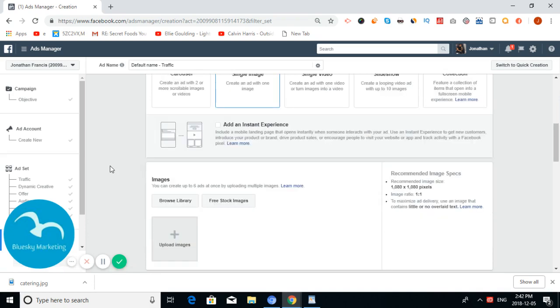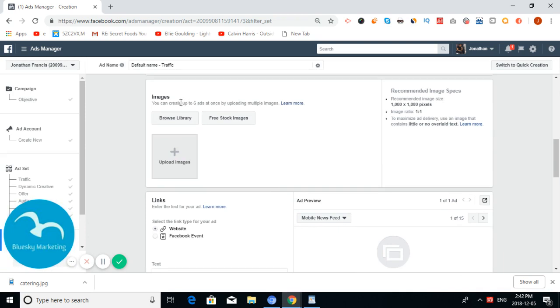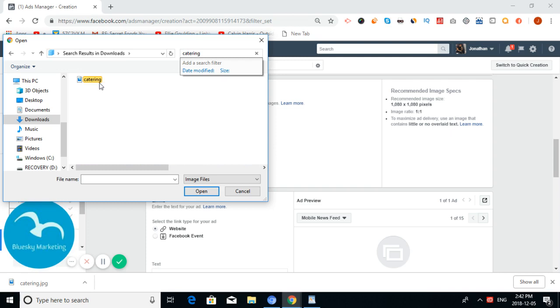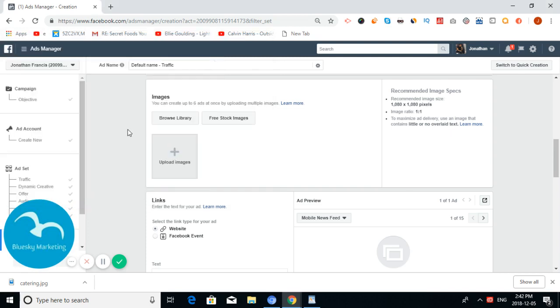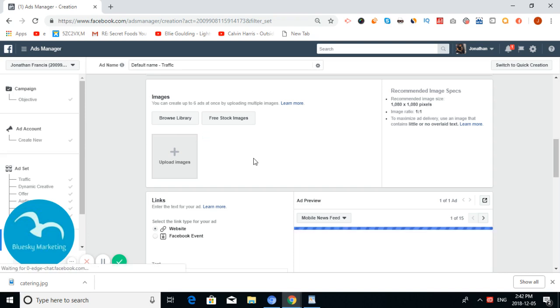So you're going to scroll down here. Then here it's going to ask you to upload your image. You can create up to 6 ads at once by uploading multiple images. We're only doing one image. Here are the recommended specs. But when you upload it, if it's too small, Facebook will tell you. So upload images. I already went and saved an image here for this video. And it's going to slowly load. And I'm going to show you guys something really cool in just a moment.